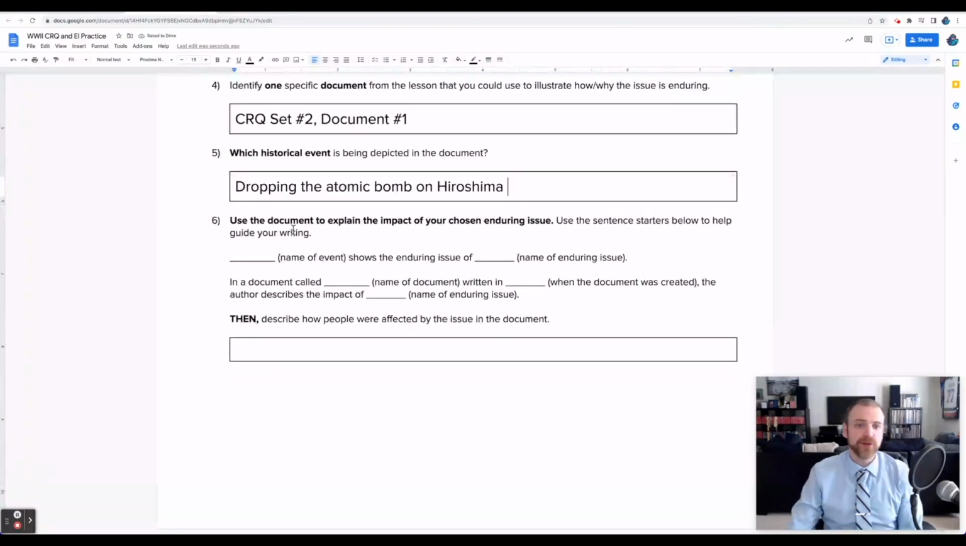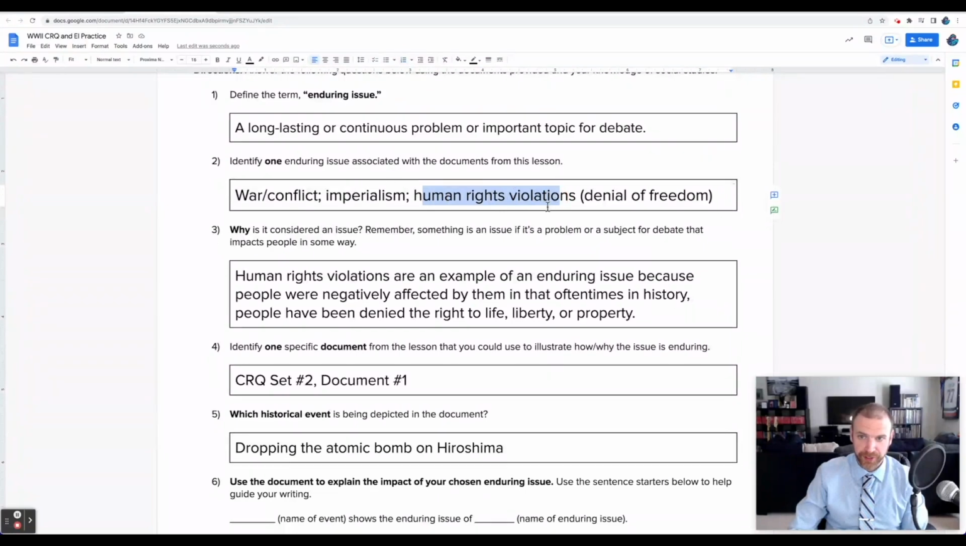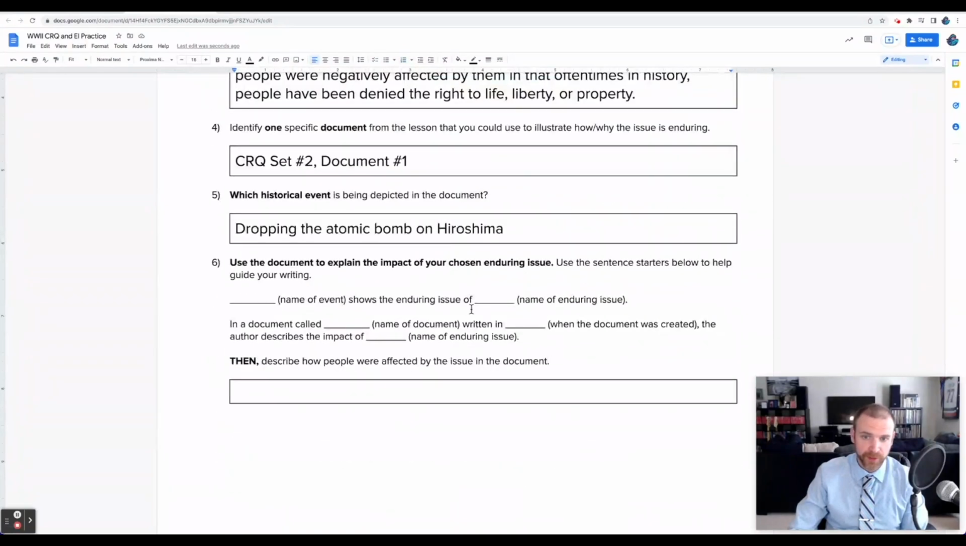So number 6, use the document to explain the impact of your chosen enduring issue. Use the sentence starters below to help guide your writing. Blank, okay, so here we'll put the name of the event, which we just did up here, shows the enduring issue of blank, which is going to be human rights violations or denial of freedom. So let's start with that.